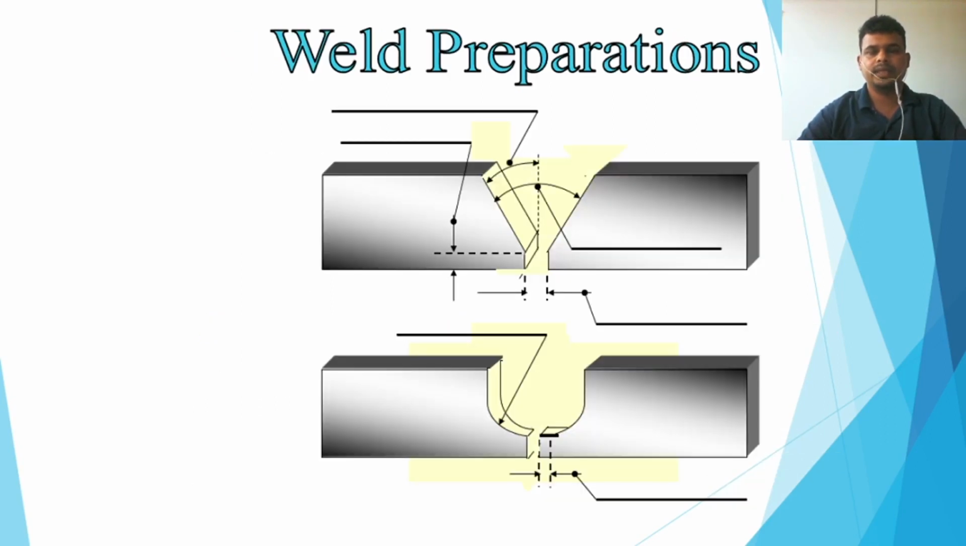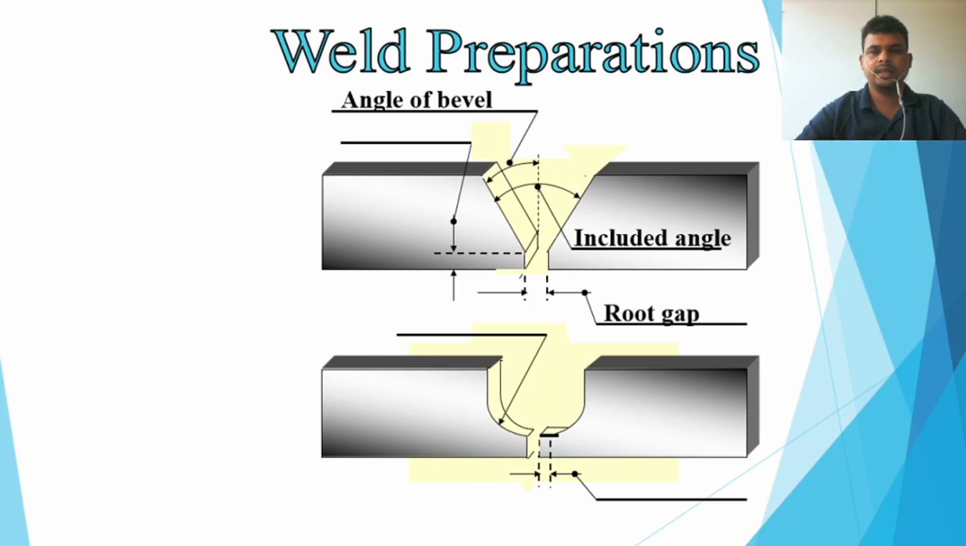Then the weld preparation. You can see this figure, this is the weld preparation. This is the butt joint weld preparation. You can see the angle of bevel, this is called the bevel angle. The number 2, the included angle. If you consider this is the bevel angle, then 2 bevel angle is the included bevel angle.